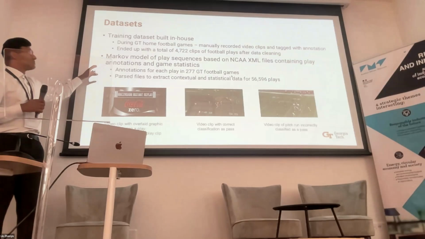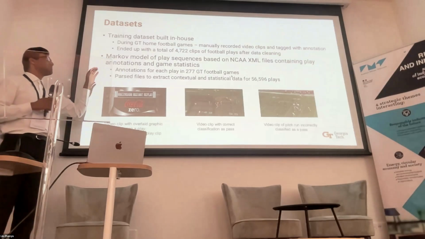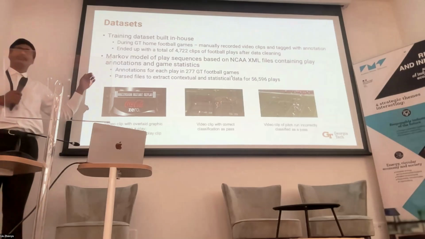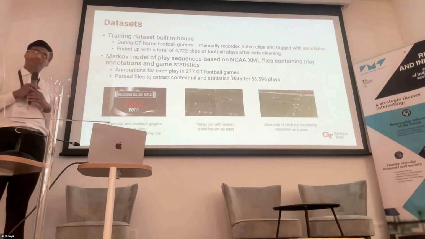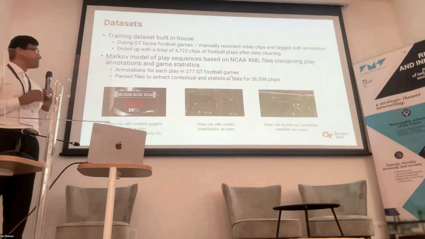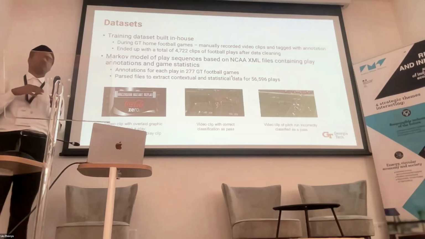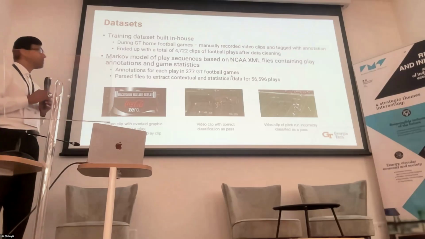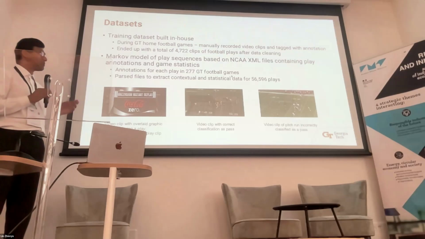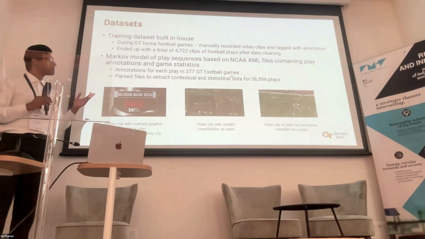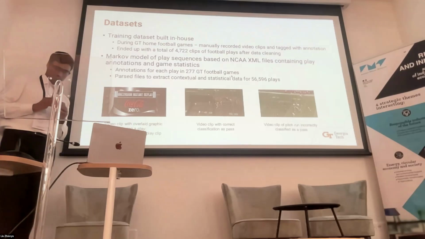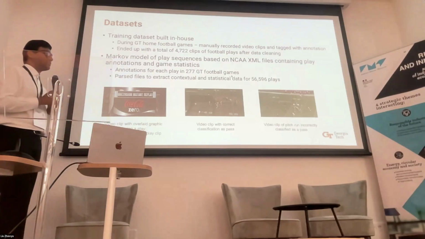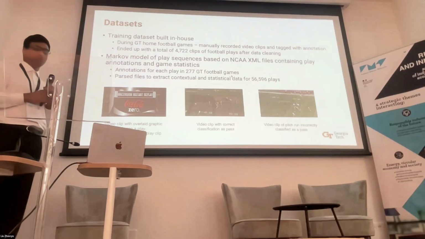The second data set that we used was for the Markov chain, from the NCAA. We obtained some XML files which contained play annotations and game statistics. These annotated each play of Georgia Tech's 277 football games, and these were parsed to get data for about 56,500 plays. Not all of these were Georgia Tech plays, so we had to trim this down a lot.